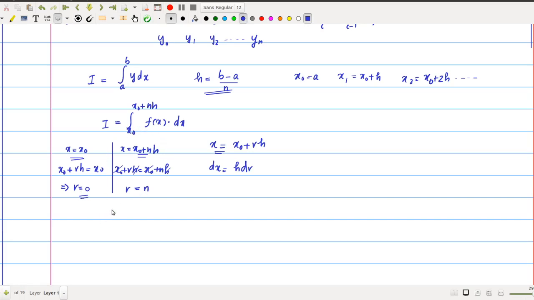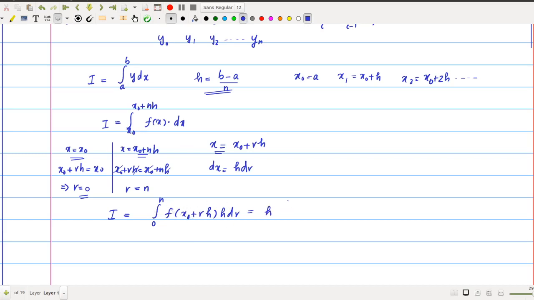Okay, so this I takes the form I is equal to this with this substitution, that is from 0 to n, this f of, instead of x we have x naught plus rh, that is in terms of h, and instead of dx we substitute h dr. So this is the formula, or this is another form of this integral. So in order to evaluate I, it is sufficient to evaluate this integral.